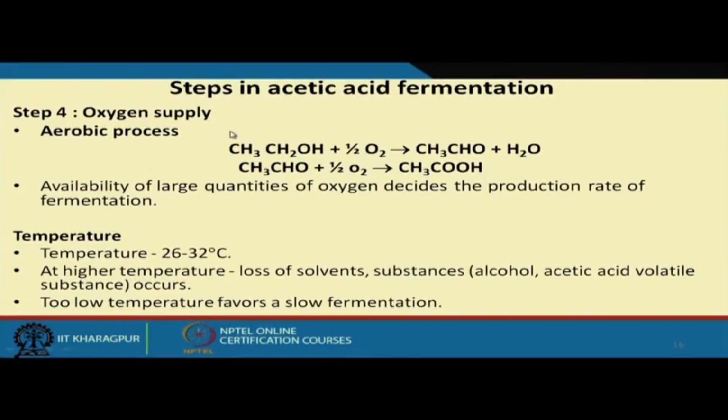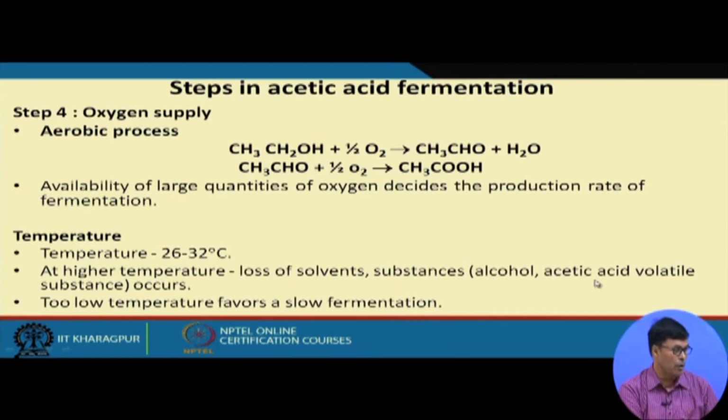And then oxygen supply. As I told you, oxygen is very much required, because this is an oxidation process. The ethanol is oxidized to acetaldehyde, and acetaldehyde is oxidized to acetic acid. The availability of a large quantity of oxygen decides the production rate of the fermentation. Temperature is 26 to 32 degrees centigrade. At high temperature, loss of solvent or substances like alcohol, acetic acid, and volatile substances occurs. So we shall have to maintain the temperature between 26 and 32 degrees centigrade.